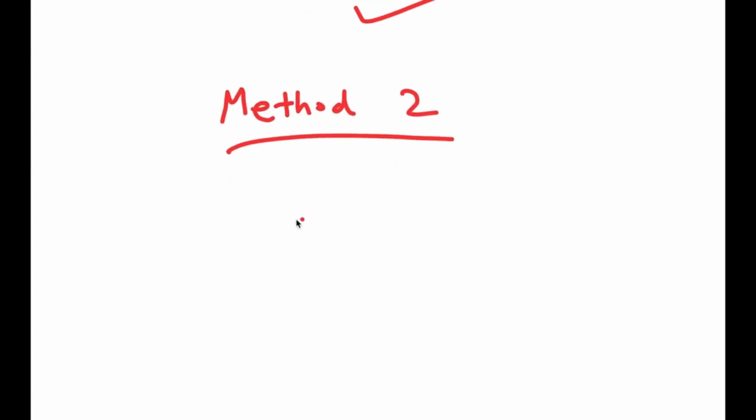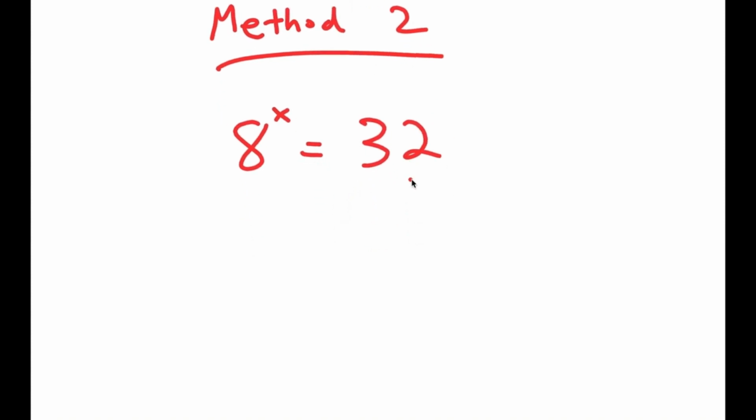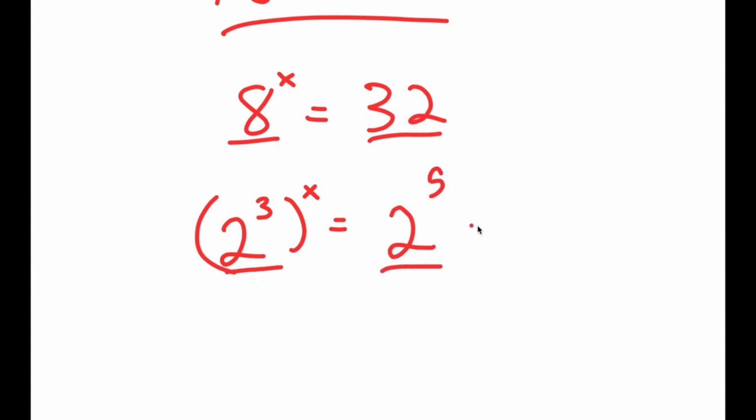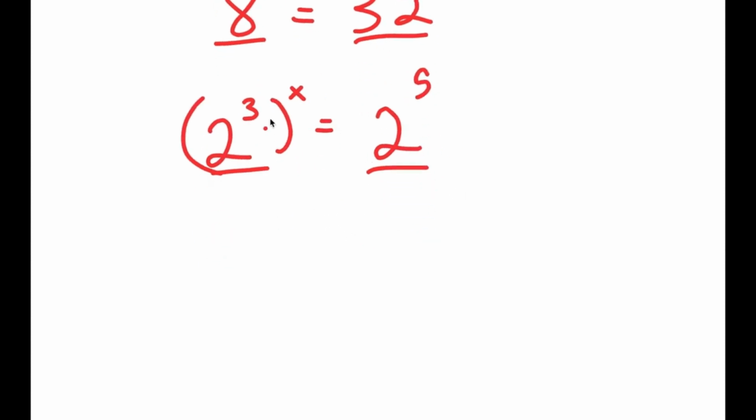So for the second method, we have the same equation, a to the power of x is equal to 32, and this is a simpler method. So for this method, I'm actually just going to start by rewriting these two numbers. So 8, I'm going to rewrite as 2 to the power of 3. And 32, I'm going to rewrite as 2 to the power of 5. So I'm rewriting both of these as the same bases, which now makes them much easier to solve.